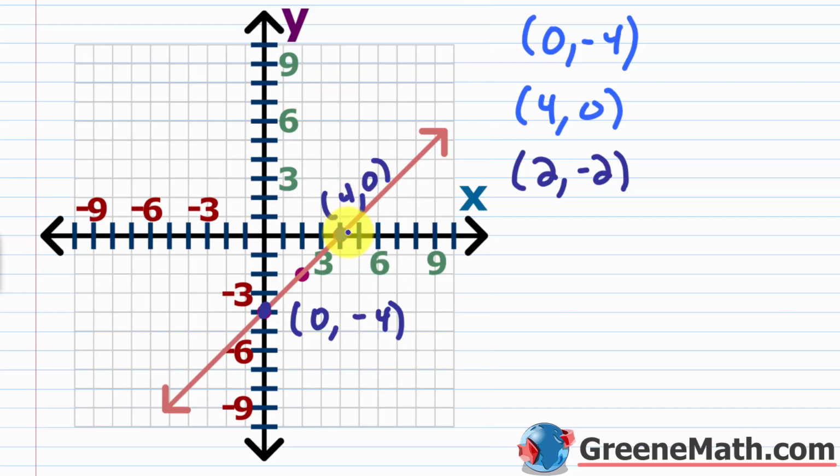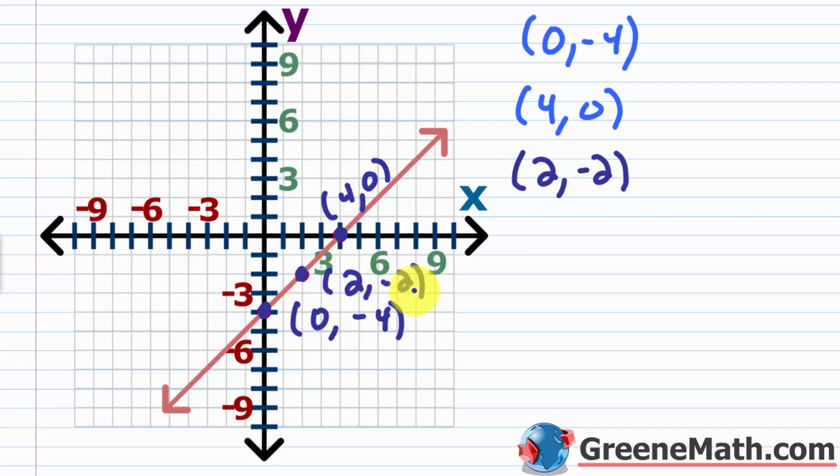And again, this is my x-intercept because y is 0, right? So this is where we cross the x-axis. All right, so the last point is just for a check. So we have 2 comma negative 2. So 2 units to the right, 2 units down. So that's right there. This is my 2 comma negative 2, okay?